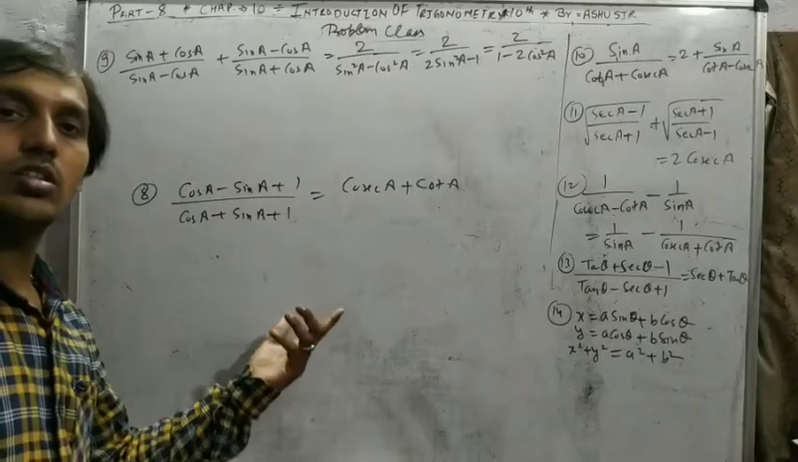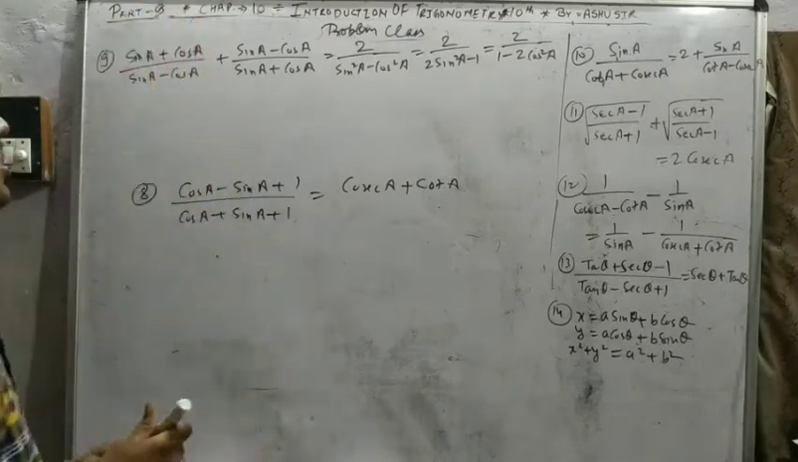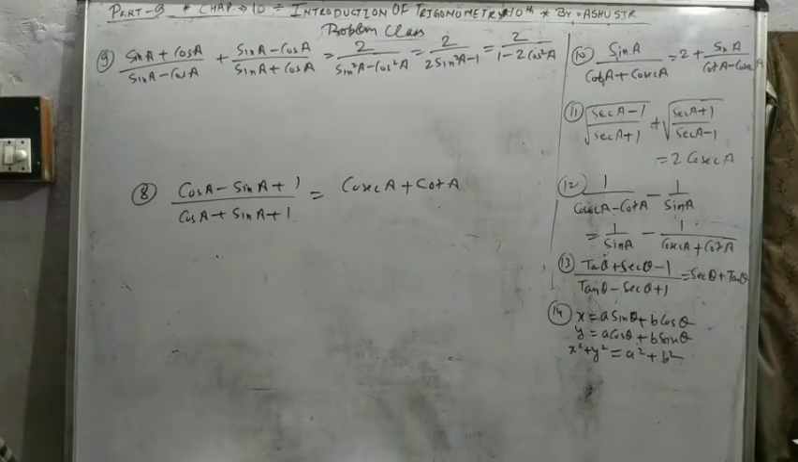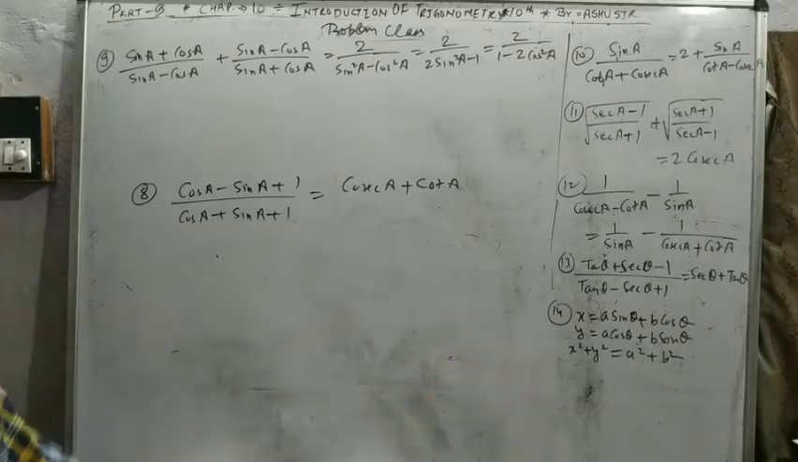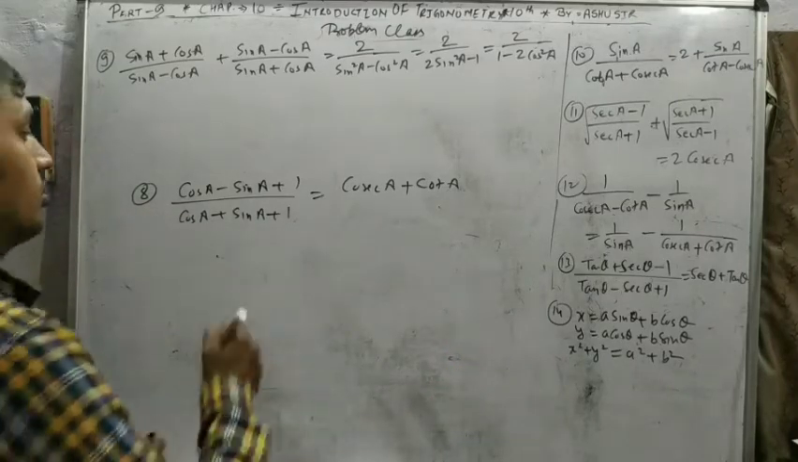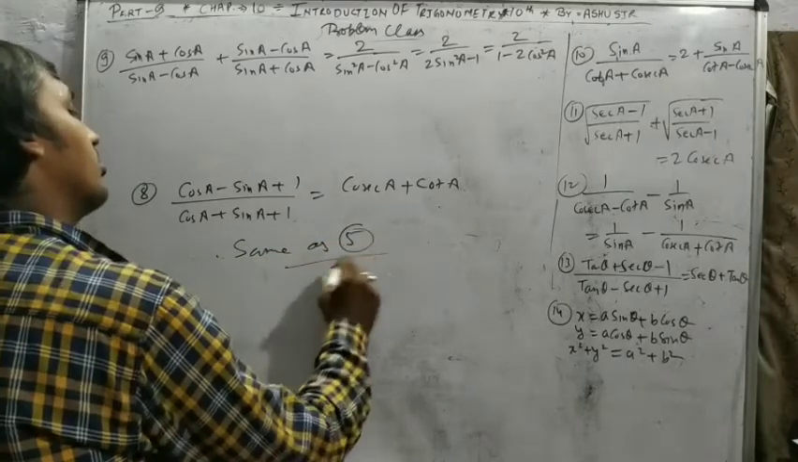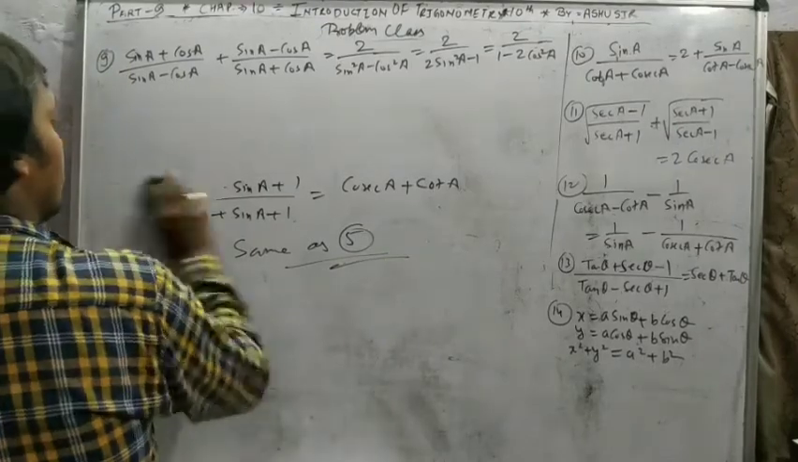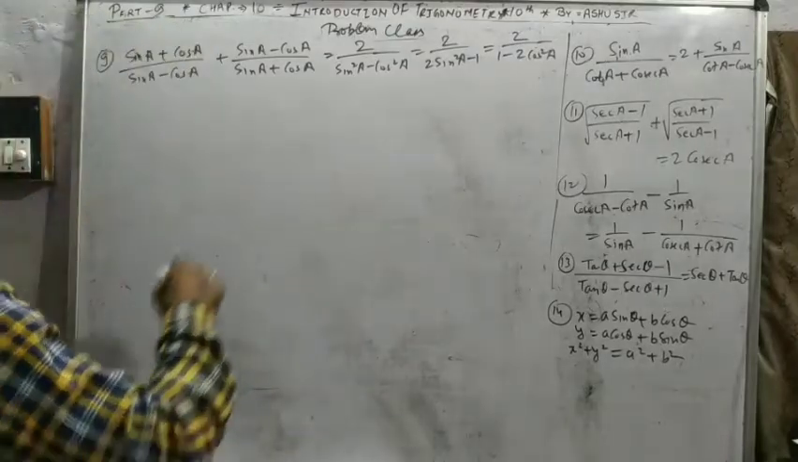Next question. In the previous video, part 8, we explained the sample paper questions. These are 14 questions. 7 questions we explained in the first part. In the second part, question number 8 we already explained, same as question number 5 in the previous video. So we can't explain this again because it is the same question. We explain question number 9.